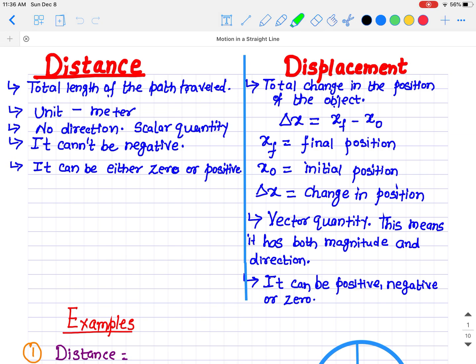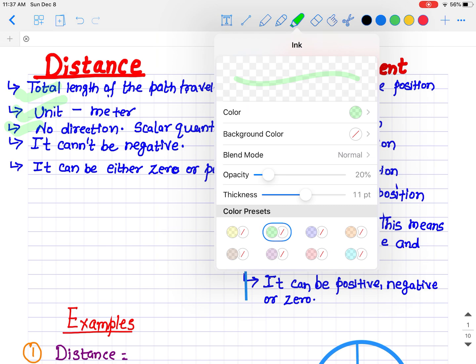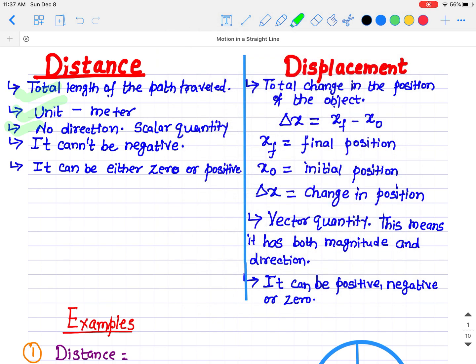The distance is the total length of the path traveled, as it says here. The unit of the distance is the meter. That's the SI unit. The distance is a scalar quantity. That means it does not have any direction. So it has only magnitude.